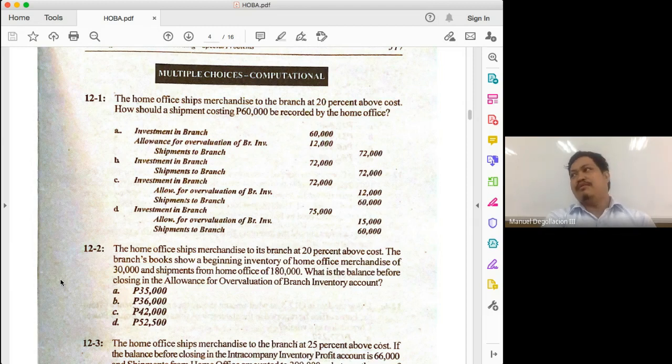The account title is very mouthful, class, but we will simply call this the allowance account. Okay, moving forward, we will simply call this the allowance account. Okay. Now, there are other problems, class, that will use a different account title.